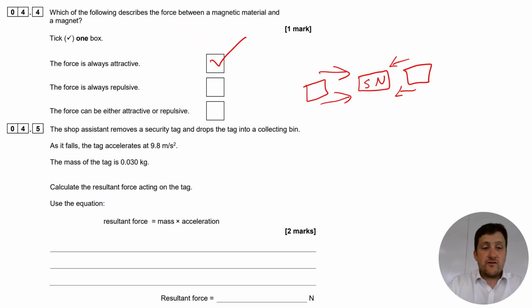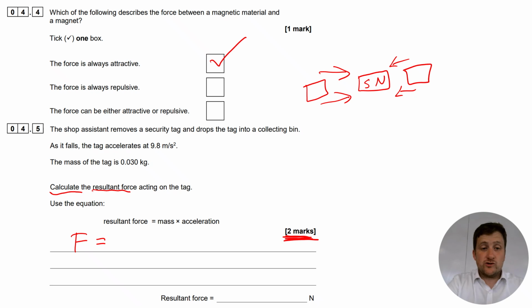And 4.5, the shop assistant removes a security tag, drops the tag into a collecting bin, calculate the resultant force acting on the bag. Okay, they give you the equation, look at the number of marks, it's only worth 2, which means we're going to be doing the simpler version.